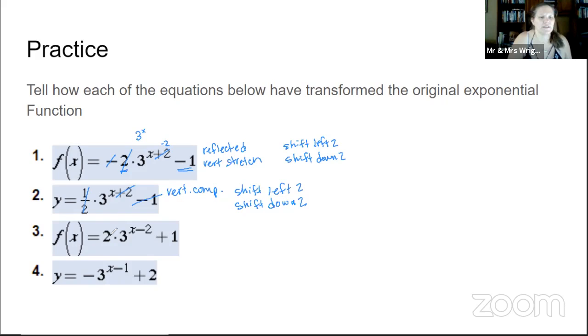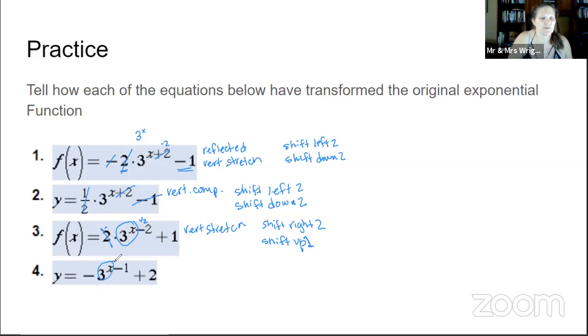All right, let's look at this one. Here we have the 3 to the power of x as our original. We have this 2 here. There's no reflection because there's no negative. This is a vertical stretching. Cross that out because we did that. This time it's a -2 up here in this horizontal spot. So remember, we're going to do the opposite of that. That means this is a +2 change, which means our shift, instead of being to the left, is going to be to the right, a right shift of 2 places. And then this +1 is a positive vertical shift, shift up 1.